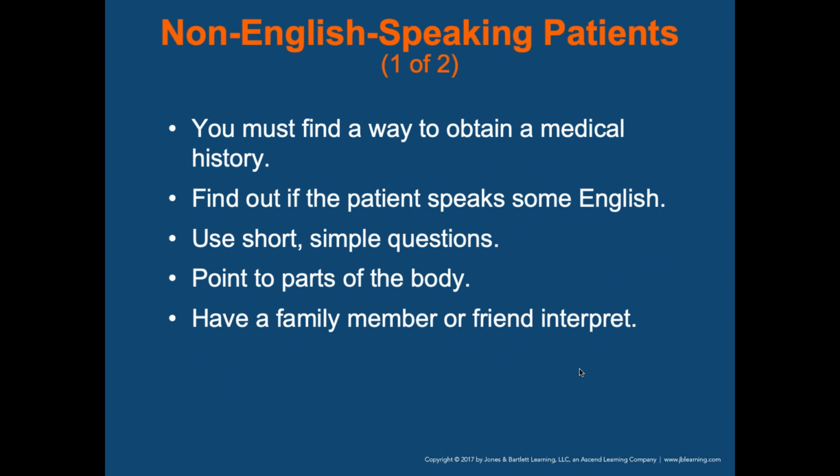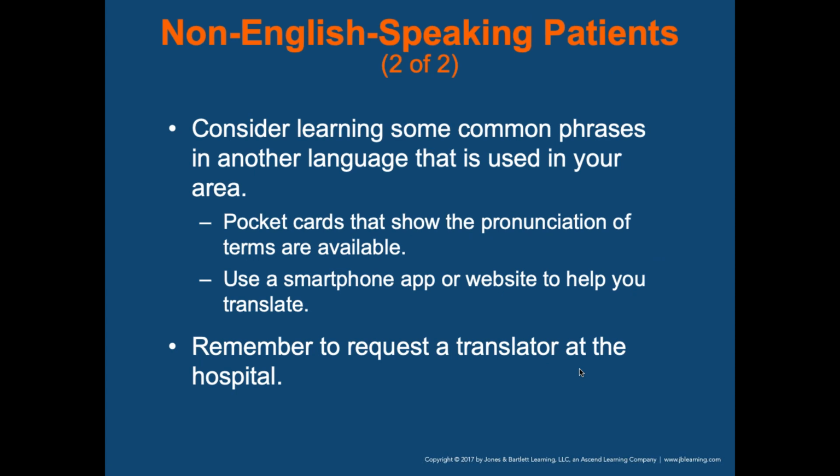Another thing too, if you have a high demographic area, let's say of Spanish speakers, you can print out pre-done cards with yes or no boxes, but in Spanish. Or you can ask them certain questions. So there are other options out there versus you having to learn a different language. Know your demographic, then have cue cards with you to help out. Consider learning some common phrases in other languages that are used in your area. So pocket cards, or use smartphone apps as well.